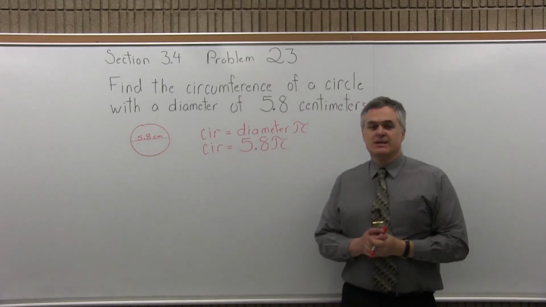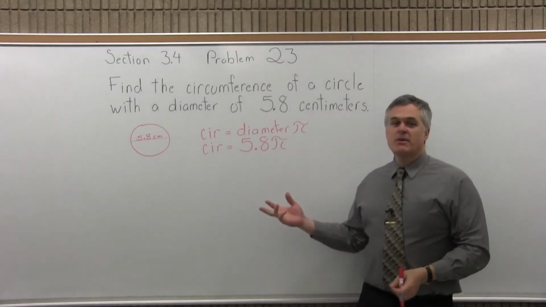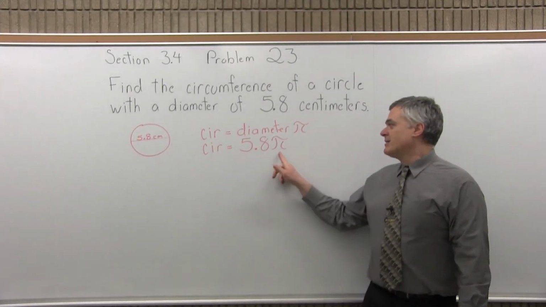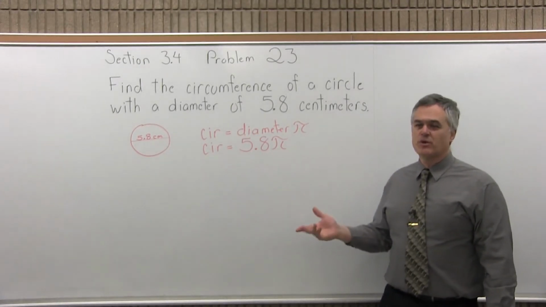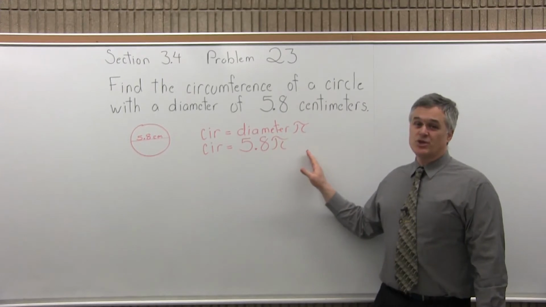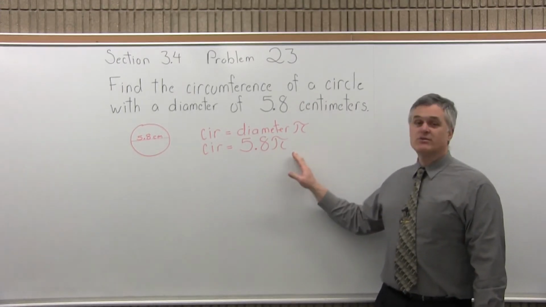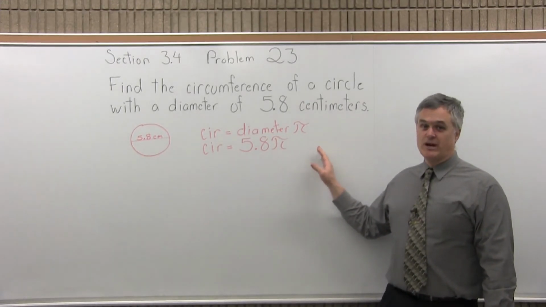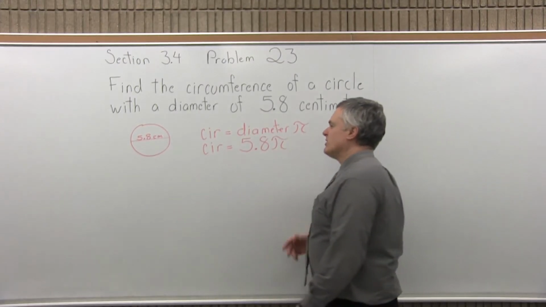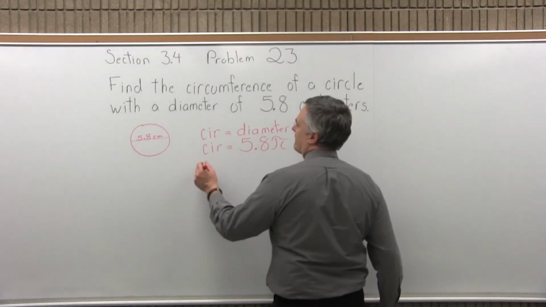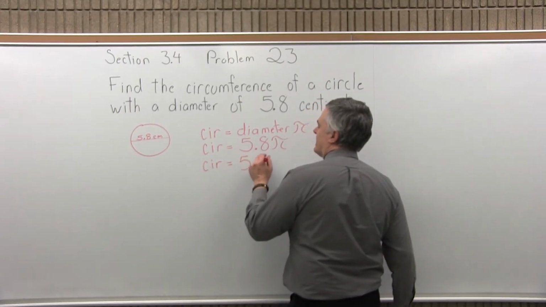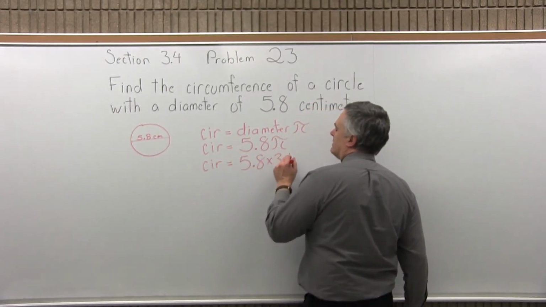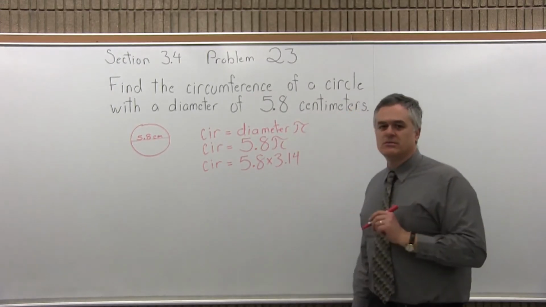Now, some people will just leave the answer this way, 5.8 pi, because pi, the places after the decimal never end. Most people say 3.14 for pi, but it actually goes on and on. So if you need more accuracy, you can put 7 or 8 places or more after the decimal. For most people, 3.14 is accurate enough. So the circumference equals 5.8 times pi, I'll put in times 3.14.